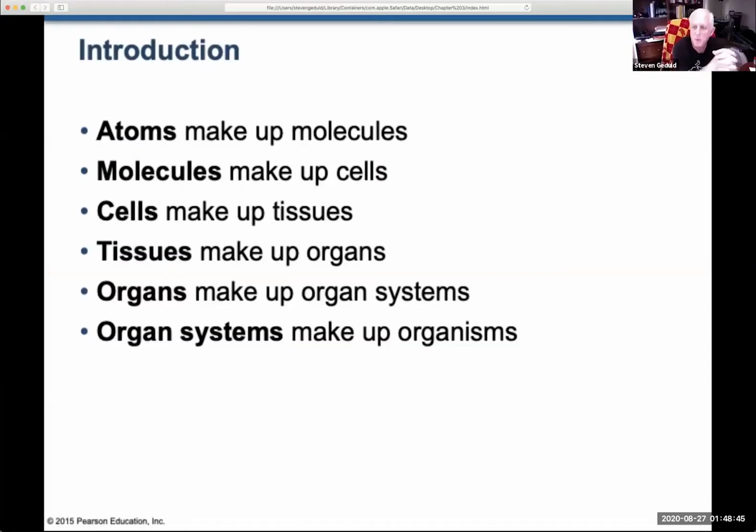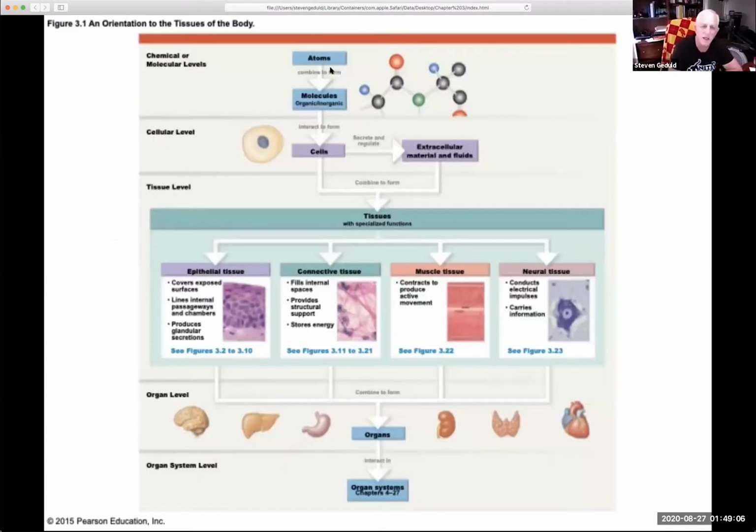Atoms make up molecules, molecules make up cells, cells make up tissues, tissues make up organs, organs make up organ systems, and organ systems make up organisms. So this is our chemical or molecular level. Understand and be able to put these in order if I present those on a test to you. That's a hint. Be able to go from the simplest to the most complex. The most complex is your organism. Everything else builds up to that.